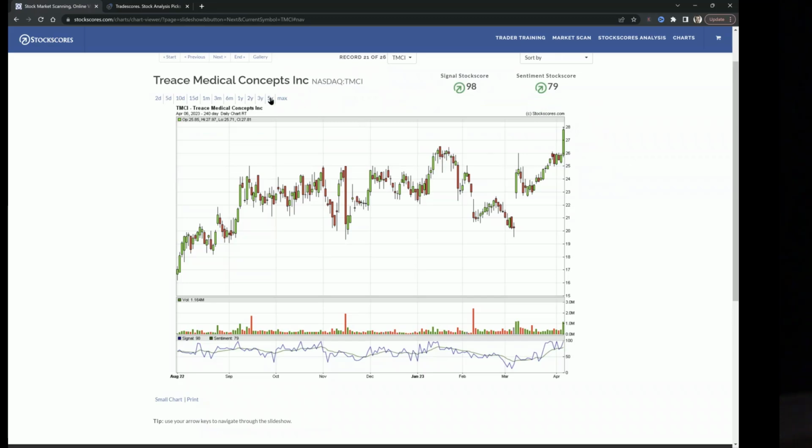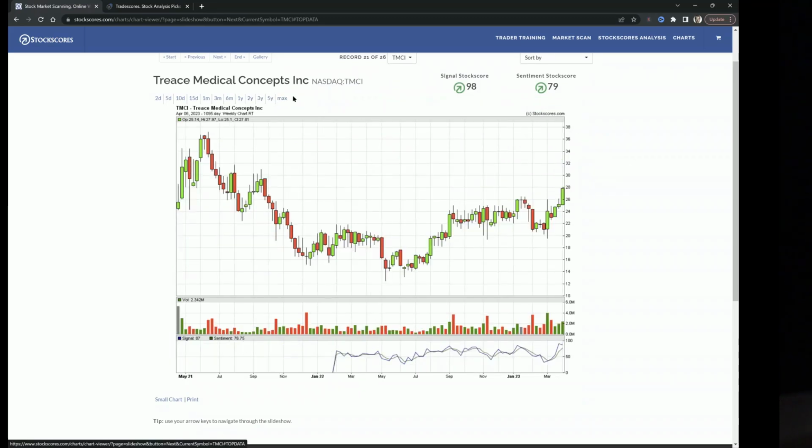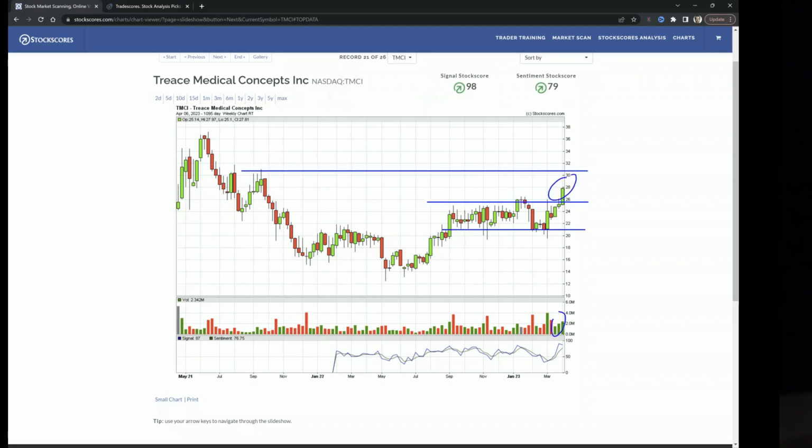It's pretty good, but let me look at the 3-year weekly. So here you have sideways pattern, breaking out. Volume is okay, not great. Some resistance here, some resistance here. I'm going to give that a 6 out of 10.